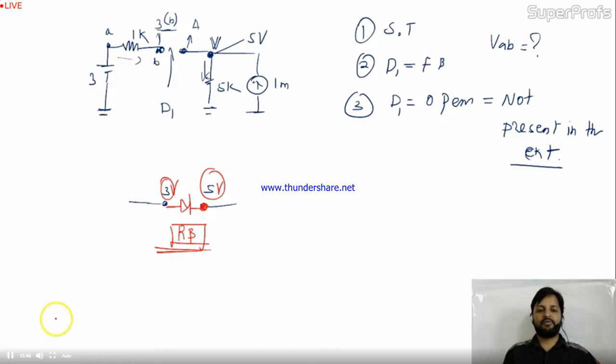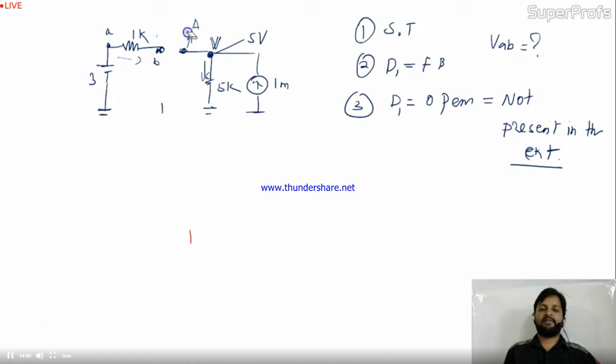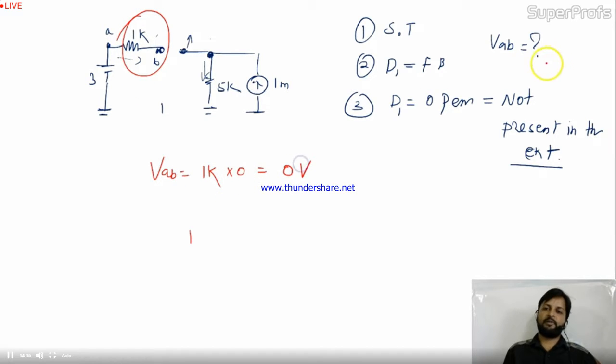Now you have to go through with it. This condition, whatever you have found, is that your diode is in reverse bias. In reverse bias, there is no current in the circuit. Finally at the output, whatever he is asking, VAB is nothing but the voltage drop in 1K. 1K multiplied by 0 is 0 volt. You simply write 0 volt. This is all about the question.